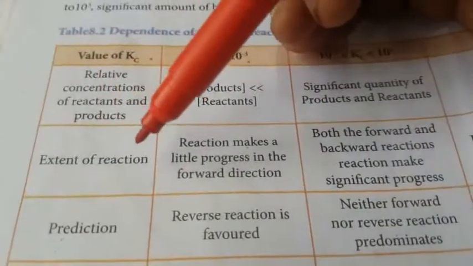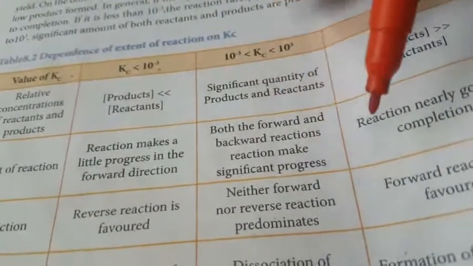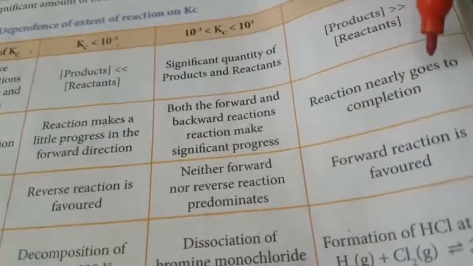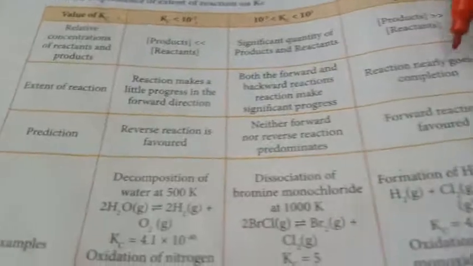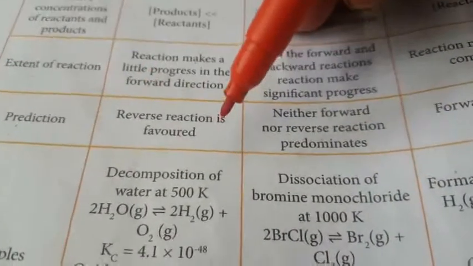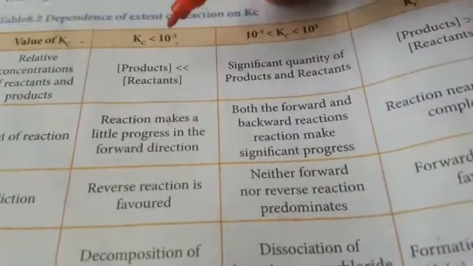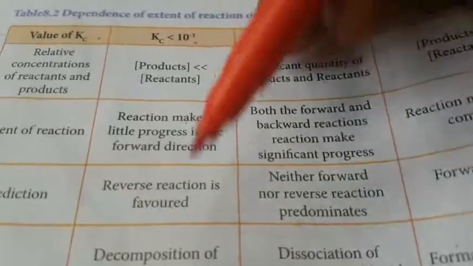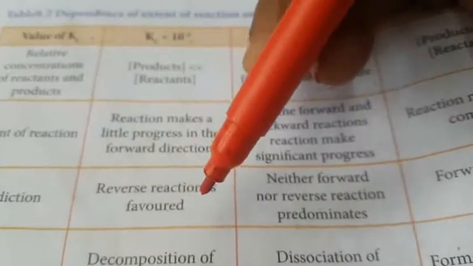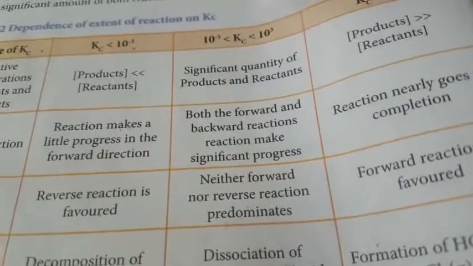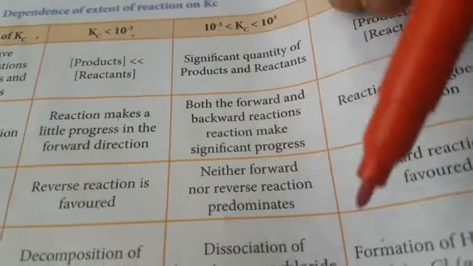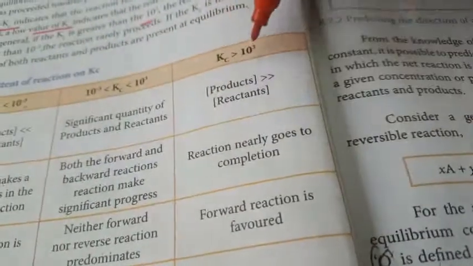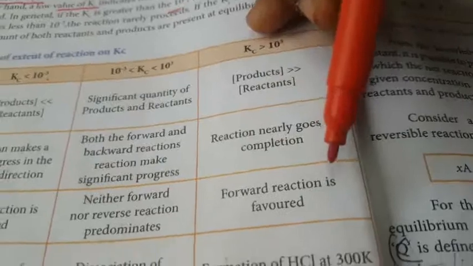So what is the extent of the reaction? It makes little progress in the forward direction. This is the significant process. Kc greater than 10 power 3 means the reaction nearly goes to completion and the forward reaction is favored. Kc less than 10 power minus 3 means the reverse reaction is favored. In between, it is neither forward nor reverse reaction.